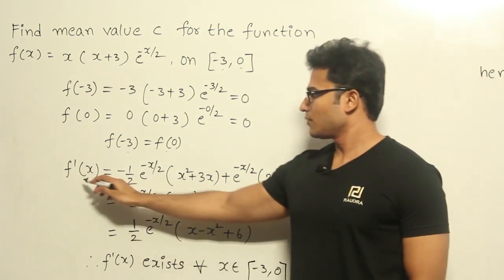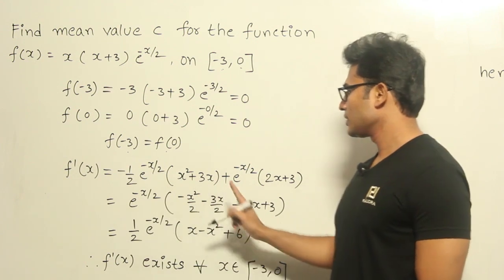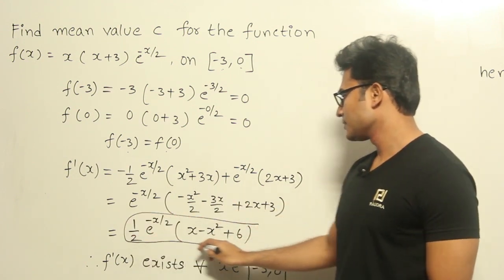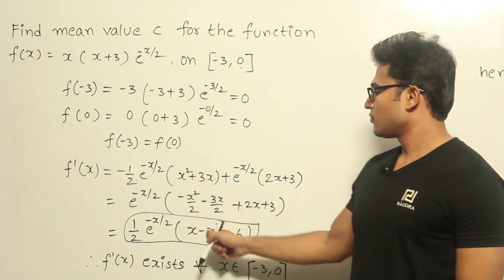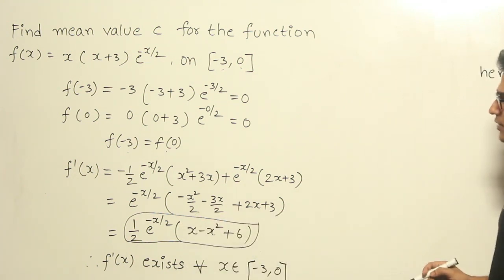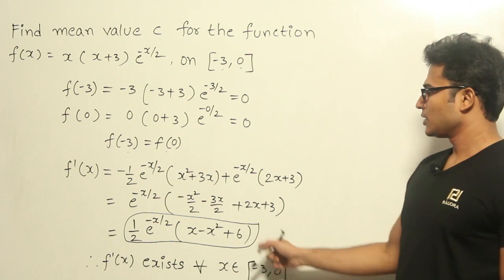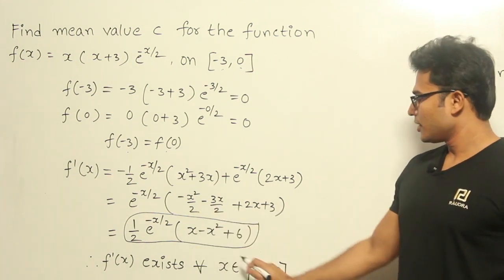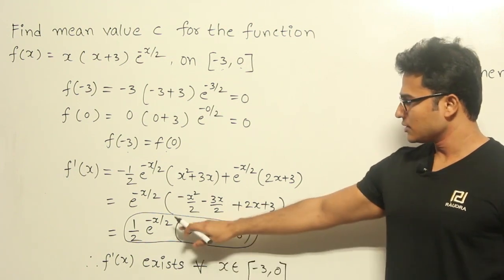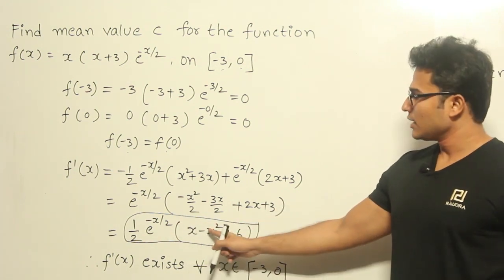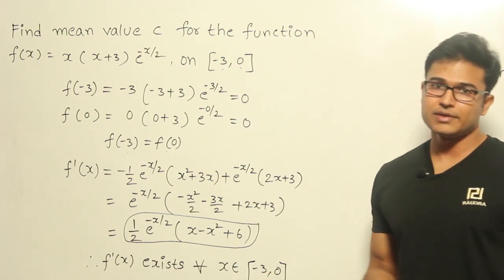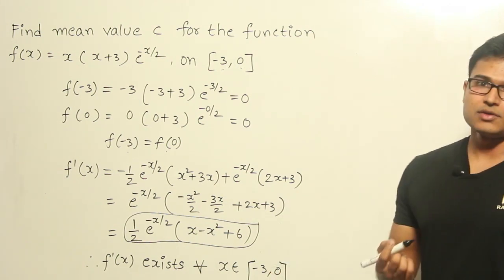So now if you find out f dash of x, this is the expression you got finally. F dash of x is this. Now if you look at this function, definitely for the range minus 3 to 0, there is no point for which it doesn't exist, right? So for all the points between minus 3 to 0, this value will exist. Therefore it is definitely differentiable in this range. So since it is differentiable in this range, it will definitely be continuous, right?